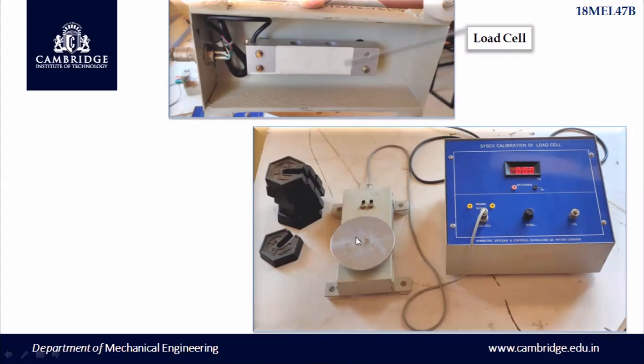This weight will be kept onto this pan, which is connected to this load cell. So it will tend to deform. And this load cell is connected with the strain gauges, so it will experience compression and tension. Because of that, electrical resistance changes. Finally, it will show the digital reading on this digital indicator, right?